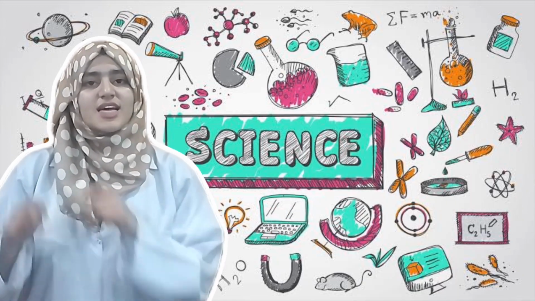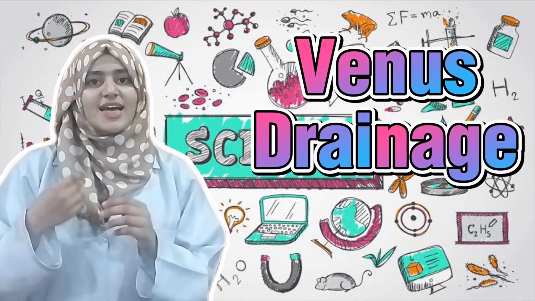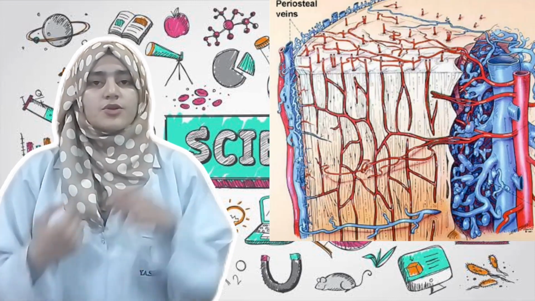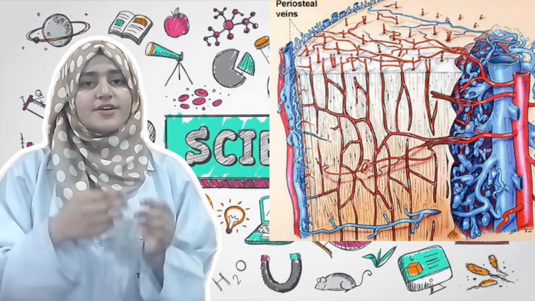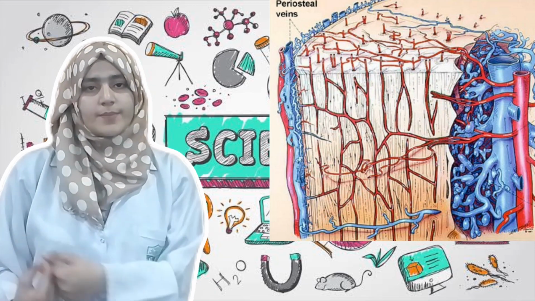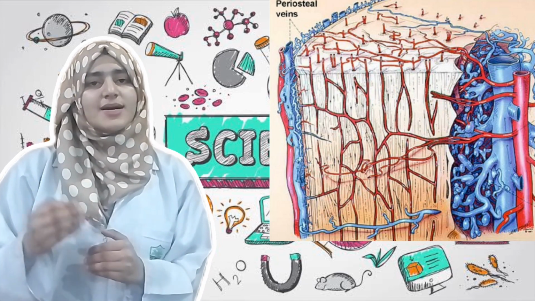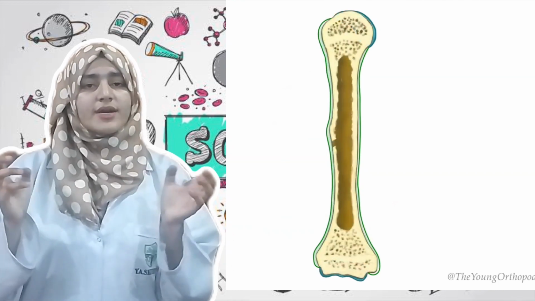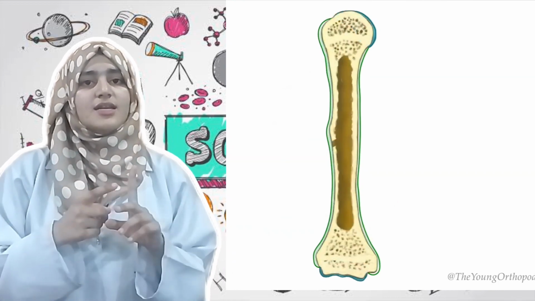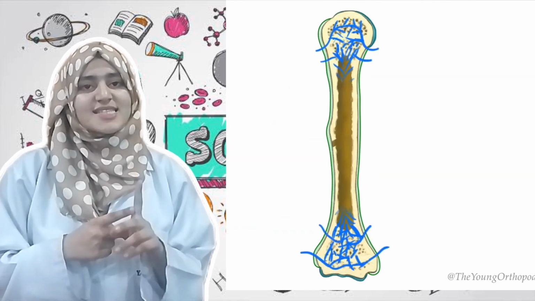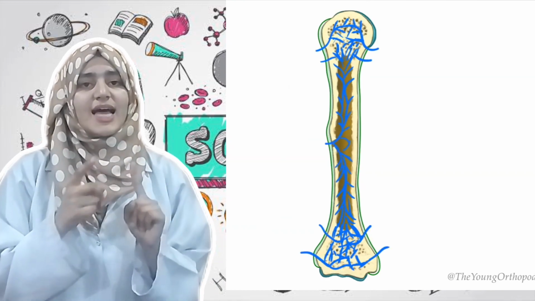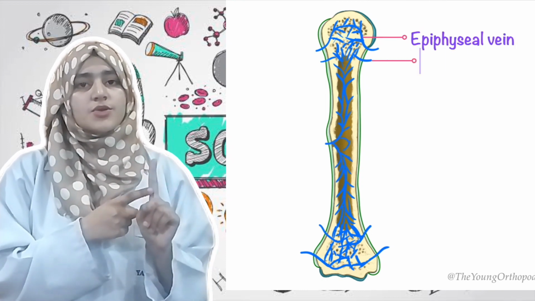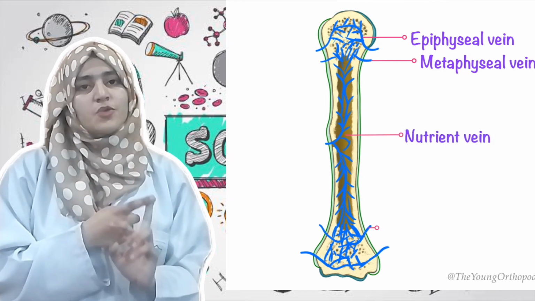Now we are going to discuss the venous system of the bones. The arteries carry oxygenated blood towards the bone and veins carry deoxygenated blood away from the bone. The veins are present side by side with the arteries. All the deoxygenated blood of the bone is drained into the central venous sinus, which is then drained out of the bone with the help of epiphyseal vein, metaphyseal vein, nutrient vein and periosteal vein.